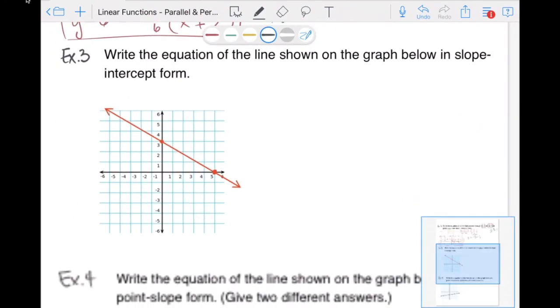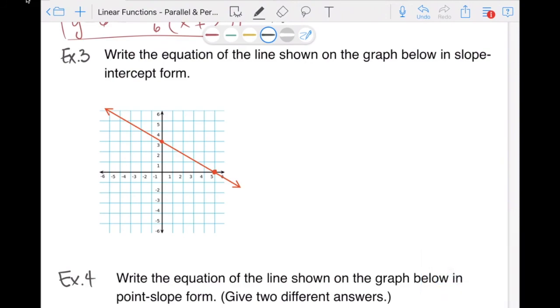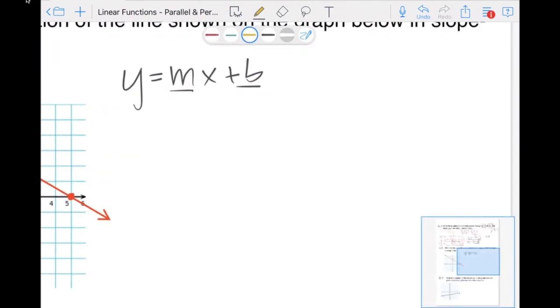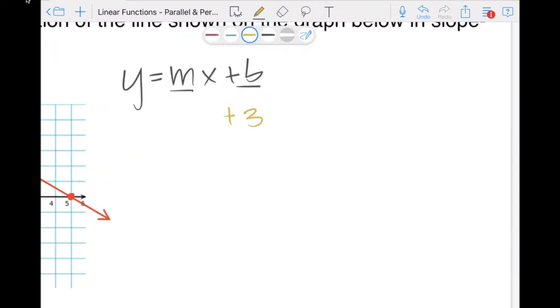Okay, moving on. We're going to write the equation of the line shown on the graph in slope-intercept form. Remember, slope-intercept is y is equal to mx plus b, and this is fairly straightforward because remember, all we need to know are numbers to plug in for the slope and the y-intercept, and in this case, we can identify both fairly quickly. We can see the y-intercept right there. Notice the point where that line crosses the y-axis is positive 3. So we can go ahead and put a plus 3 in place of the b value.